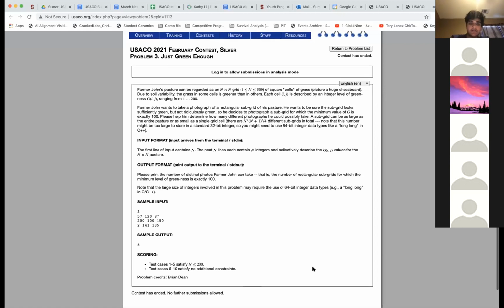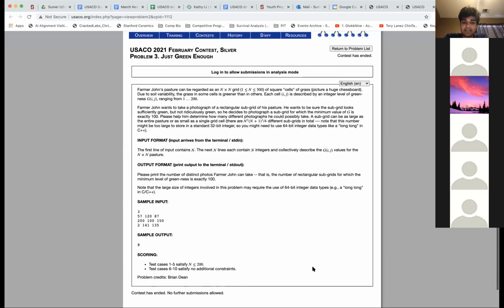Okay. So this problem, we're given another grid. This time it's not an infinite grid, it's a fixed grid. So it's a 500 by 500 grid. And each cell here has some grass, and each cell has a level of greenness of grass, which can be anywhere from 100 to 200. Now, Farmer John wants to take a photograph of this pasture, essentially a subgrid, right? Like a rectangle. He wants to just take a rectangle of the whole grid, and he wants to make sure it looks green enough, but not too green.